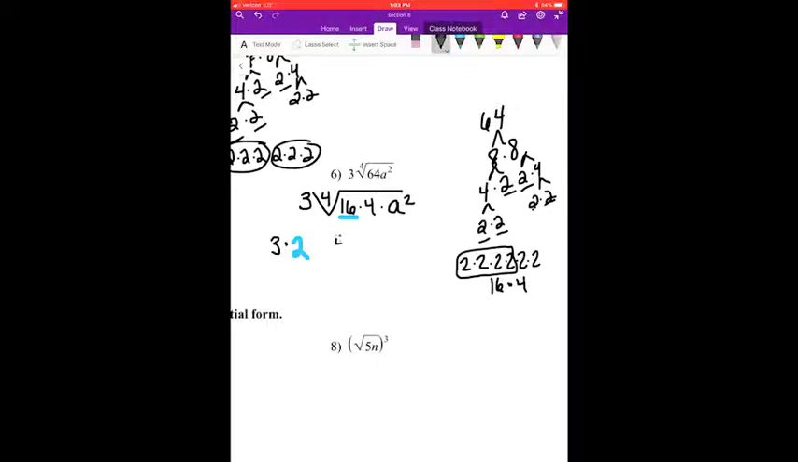We said 4. Is 4 a perfect fourth? No, because a lot of people say it's 1. Well, is 1 times 1 times 1 times 1 going to give me 4? No, 4 does not have a perfect fourth power.